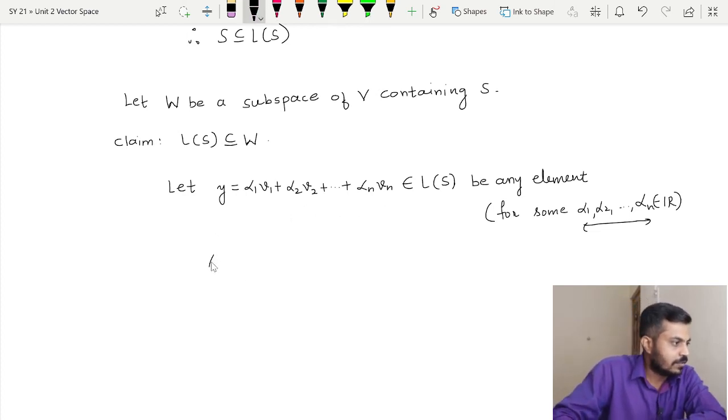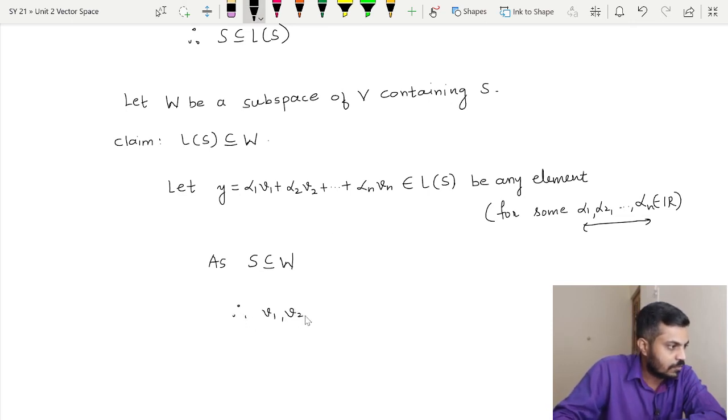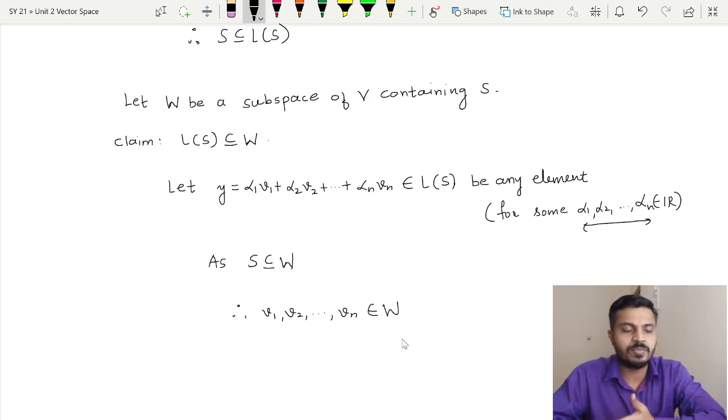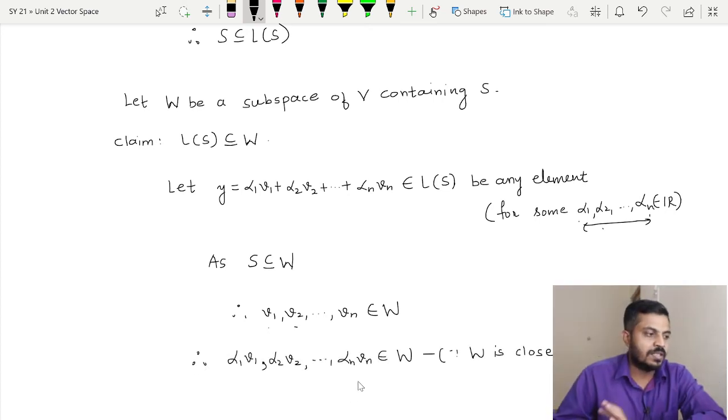Now I will say, as S is a subset of W, because we have said that W contains S, each of V1, V2 up to Vn will belong to W. But since W is a subspace, it is closed under scalar multiplication. So alpha 1 multiplied by V1, alpha 2 multiplied by V2 and alpha n multiplied by Vn will also belong to W. Since W is a subspace, it is closed under addition as well. Therefore, the sum of all these elements will also lie in W.